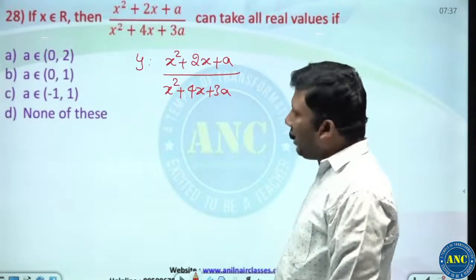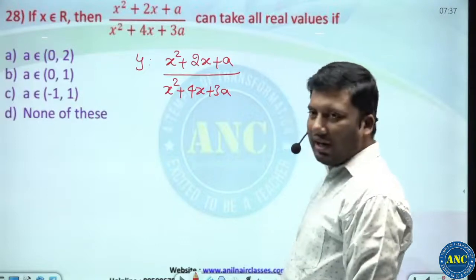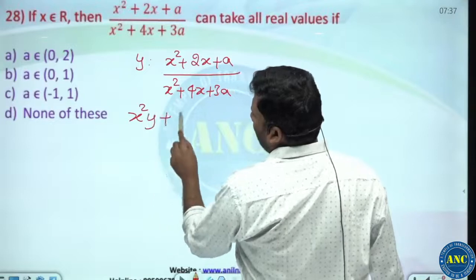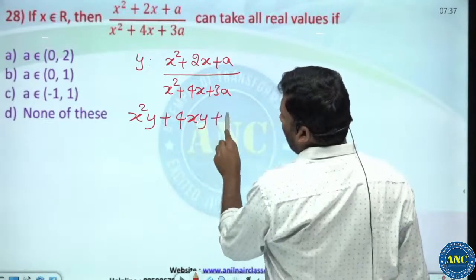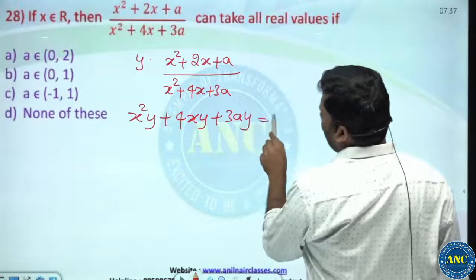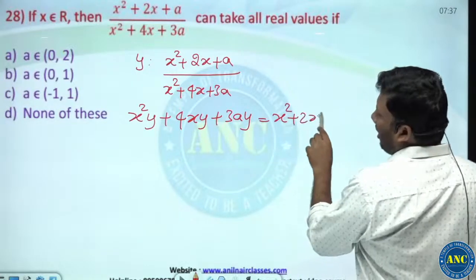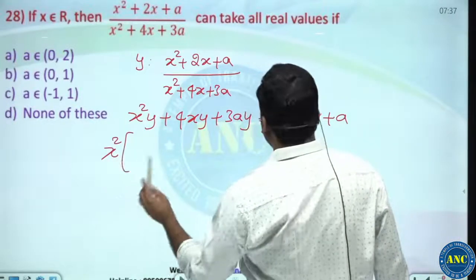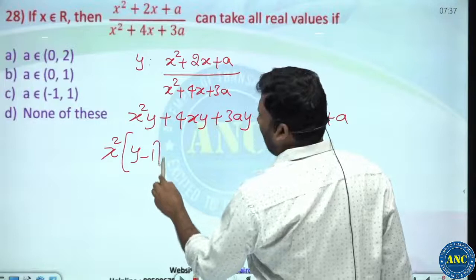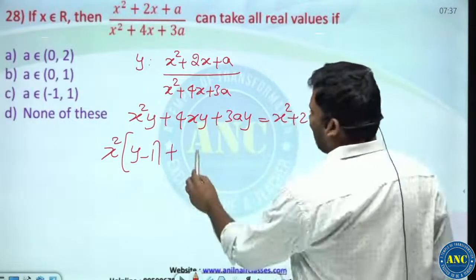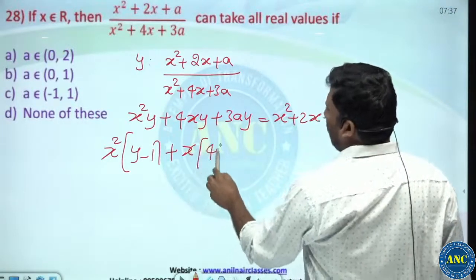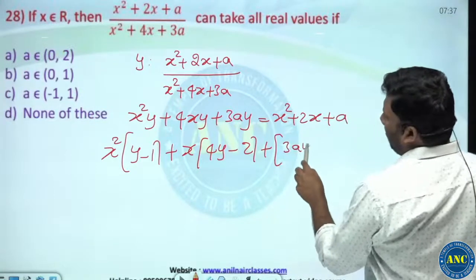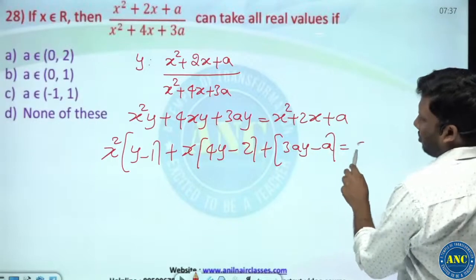4x plus 3a can take all the real values. Cross multiplication: x square y plus 4xy plus 3ay is equivalent to x square plus 2x plus a. Idea clear? So this will be x square into y minus 1. Everything I am putting into the left hand side. x if I take common, 4y minus 2. This will become 3ay minus a is equivalent to 0.